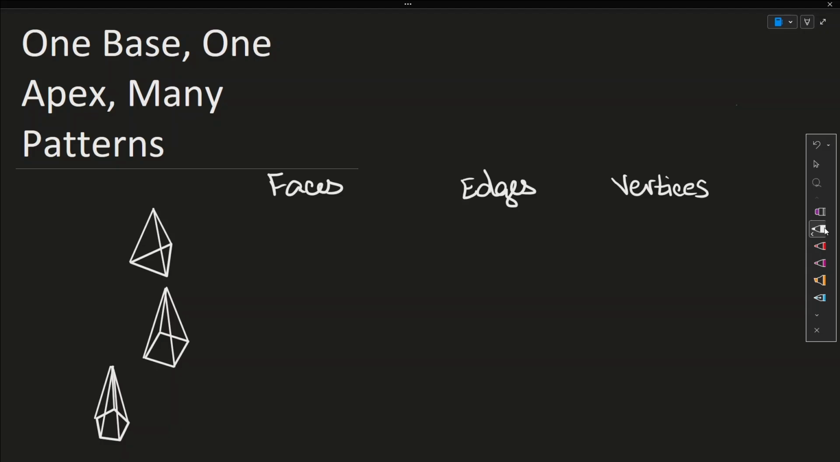Now let's consider three examples: a triangular pyramid, a square pyramid, and a pentagonal pyramid. Again, the name comes from the shape of the base. A triangular pyramid has a triangular base. A square pyramid has a square base. A pentagonal pyramid has a pentagonal base. Now let's determine the number of faces, edges, and vertices for each one. The triangular pyramid also has another name. It's called a tetrahedron.